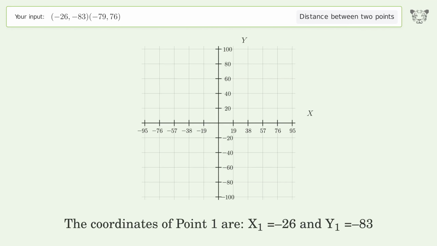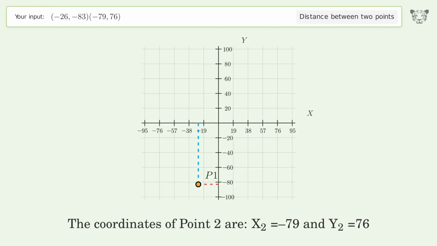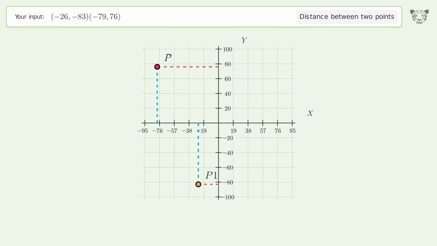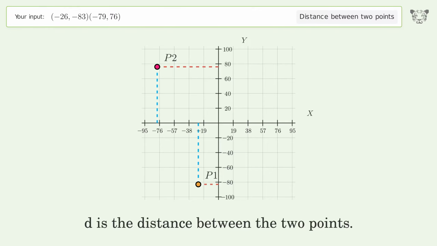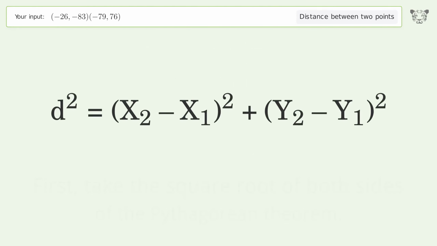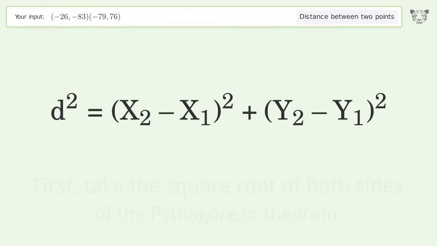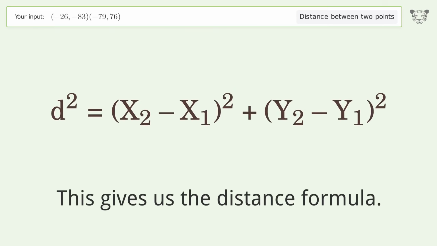The coordinates of point 1 are x1 equals -26 and y1 equals -83. The coordinates of point 2 are x2 equals -79 and y2 equals 76. D is the distance between the 2 points. First, take the square root of both sides of the Pythagorean theorem. This gives us the distance formula.